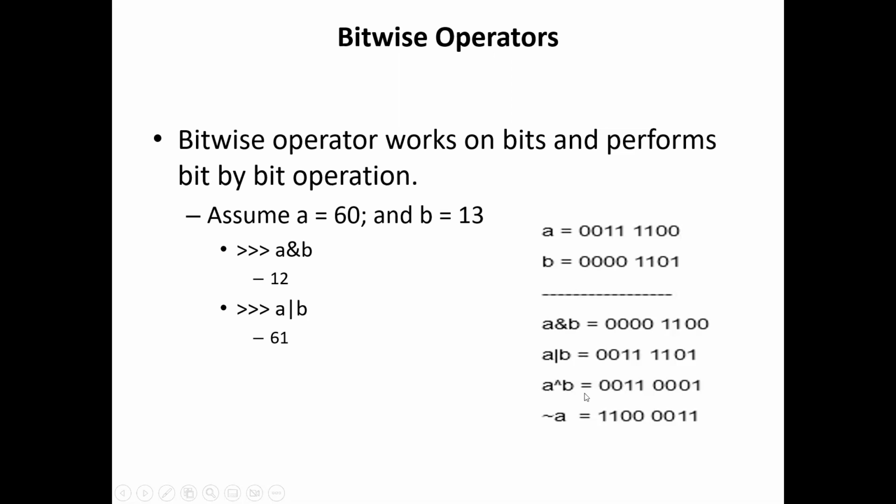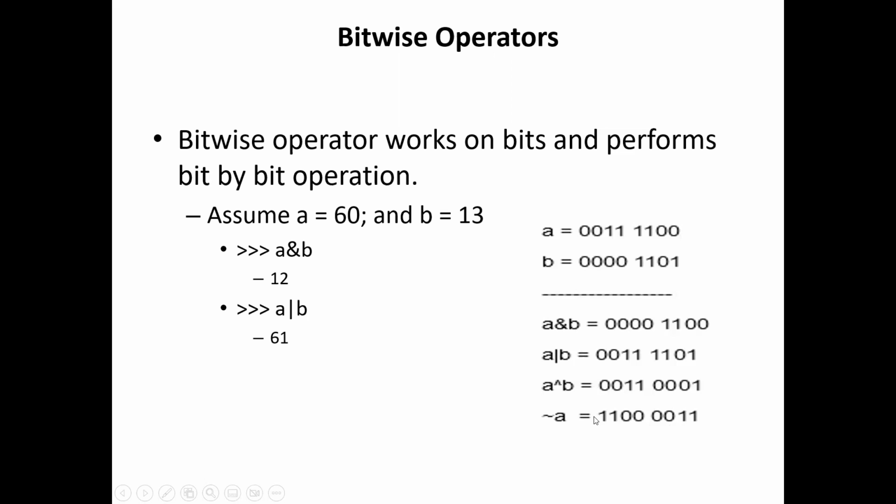A xor B. A xor B is 1 if exactly one of the values is 1. In other cases, it is 0. That means if 0, 0 is there, 0 xor 0 is 0, and 1 xor 1 is also 0. Only 1 xor 0 or 0 xor 1 will be 1. Negation of A. In negation of A, all the ones will become 0 and zeros will become 1.